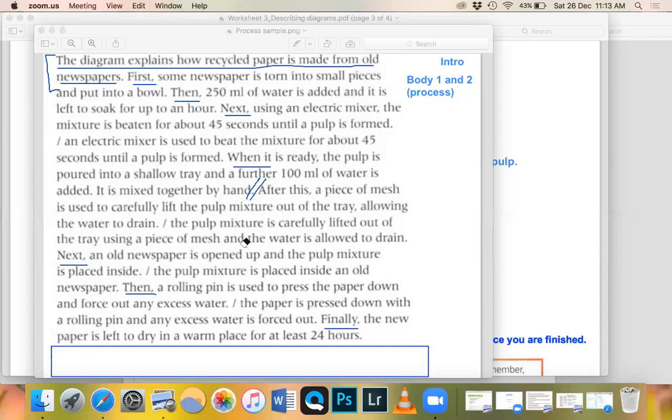What is missing here from our structure? If this was our final task, what is missing from our structure? Remember that structure that I gave you. You need your introduction, you need your body 1, your body 2. Which paragraph is missing? Remember, no conclusion for task 1. We never write a conclusion. It's not necessary for this kind of task.